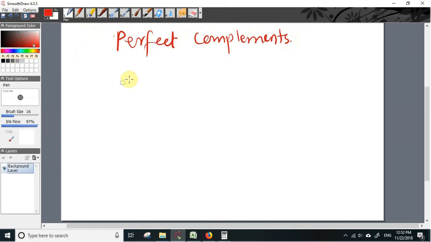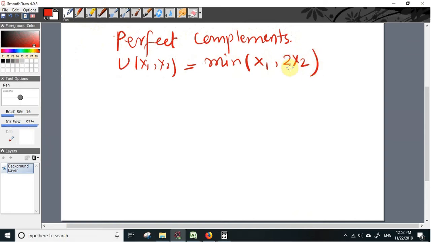So let us suppose that the utility function is utility of x1, x2 is minimum of x1, 2x2. So the price of the first commodity is again 10, the price of the second commodity is 20, and the consumer's total wealth is 1000.